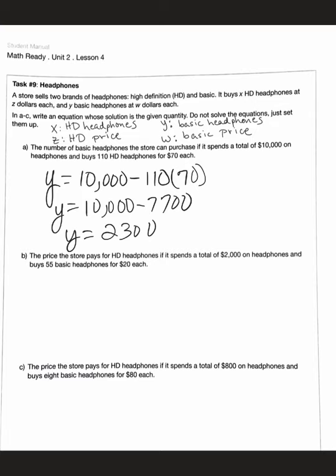So we know that W is the price for basic headphones. So to figure out how many that you can buy, the final equation would be Y, which is what? The number of basic headphones. We got $2,300 left to spend, and we would have to divide that by W, which is the price. When you divide the $2,300 by the price of the basic, that'd let you know how many of the basics you can buy. Okay, I hope that makes sense.